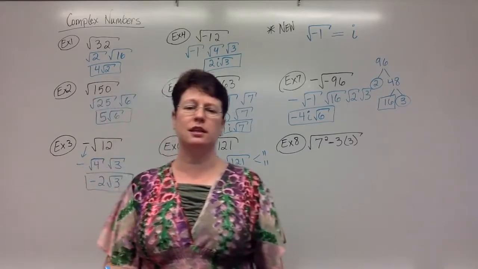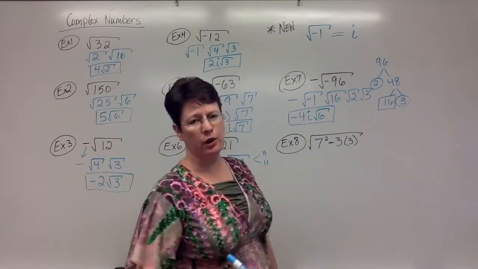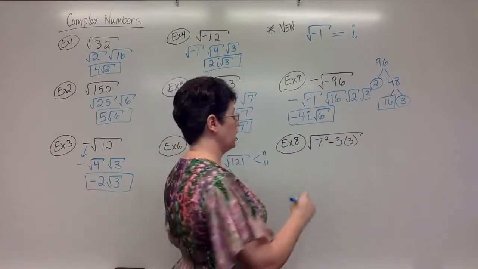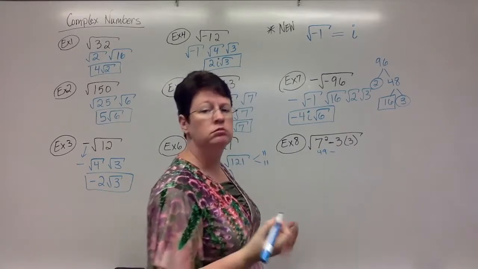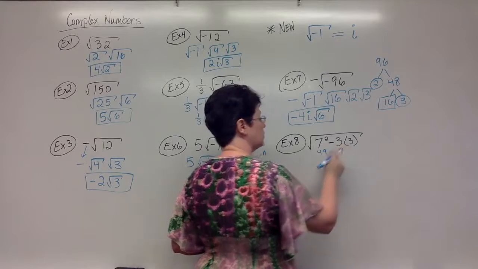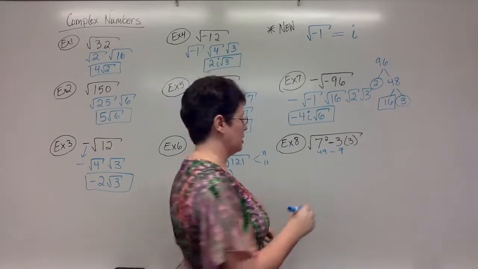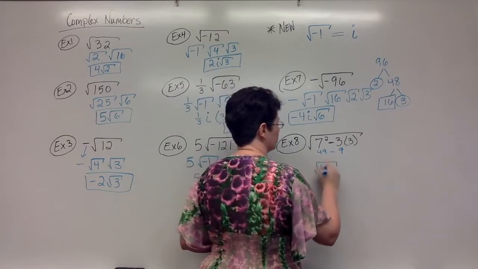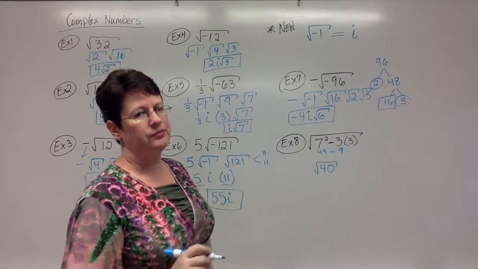Wow, that looks crazy. No sweat. We're just going to simplify it. What's 7 squared? 49. Okay. What's 3 times 3? 9. What's 49 minus 9? 40. Okay. So this is actually the square root of 40. They just wanted me to simplify it first.